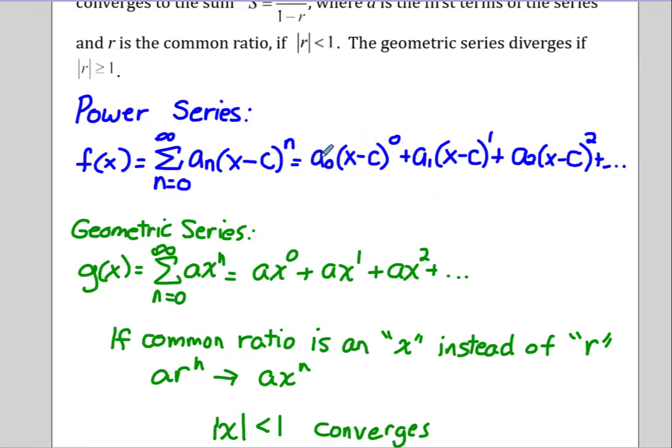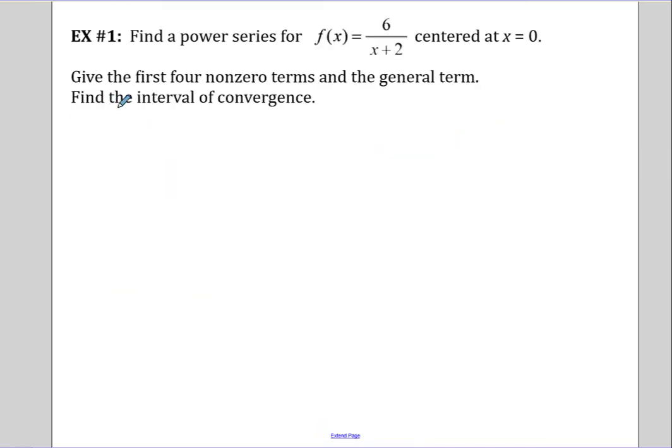You can see how the first term is a sub 0, and this goes away. So this is the a value, and in each case here, we're just multiplying by an x, keeping that a value the same, where in this one the a value is changing with each successive step up. So there are a lot of commonalities in power series and geometric series.